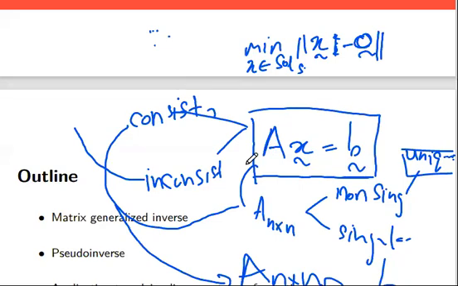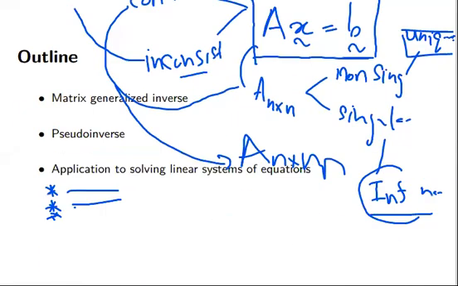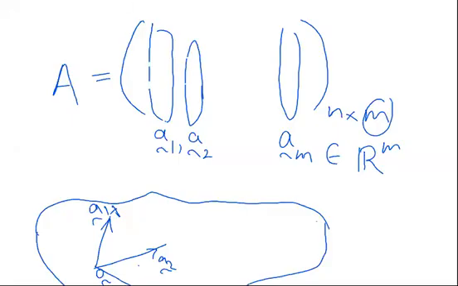If the system is inconsistent, we know there is no solution. In that case, I will discuss this one as well. Got it? Did you understand the learning objectives of this lecture?